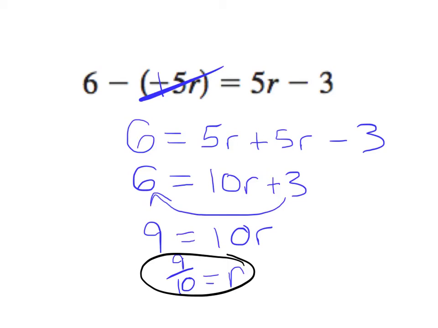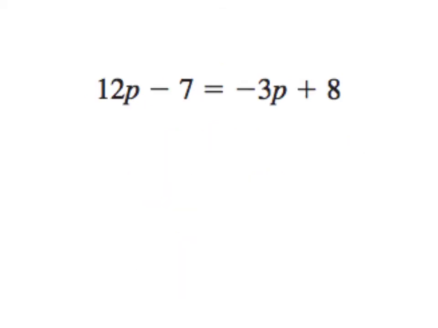And now for our last problem. This problem is 12p minus 7 equals negative 3p plus 8. So first we are going to collect the variables. So we're going to add 3p to 12p. Well, we're going to add 3p to both sides, but it would cancel out adding 3p to negative 3p. So 12p plus 3p minus 7 equals 8.